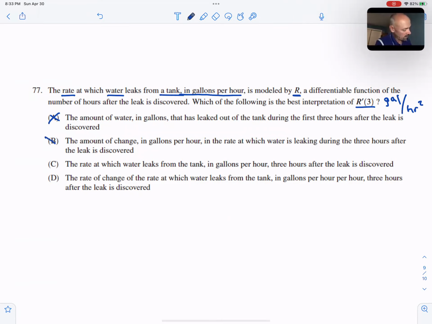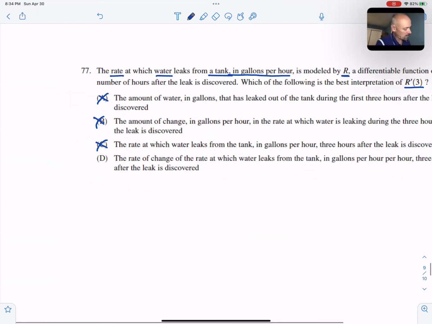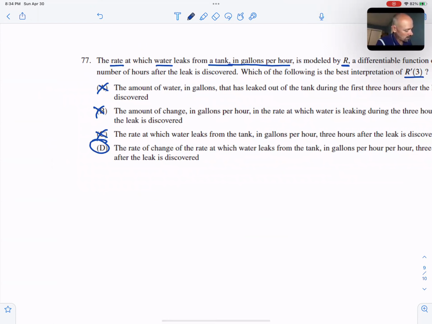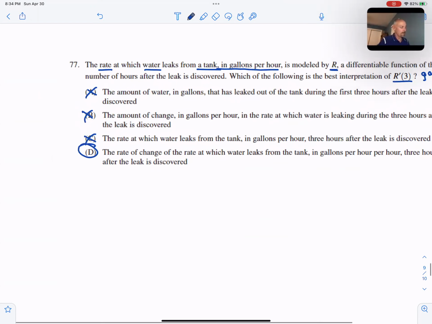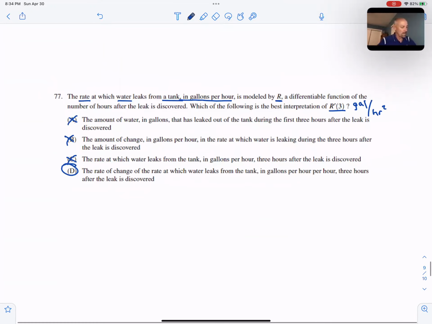So that's not right. B, the rate at which water leaks from the tank in gallons per hour, 3 hours. Nope. And then the rate of change of the rate at which water leaks from the tank in gallons per hour, 3 hours after the leak is discovered. Winner, winner, chicken dinner right there. Awesome.